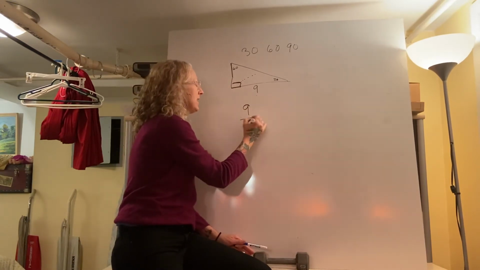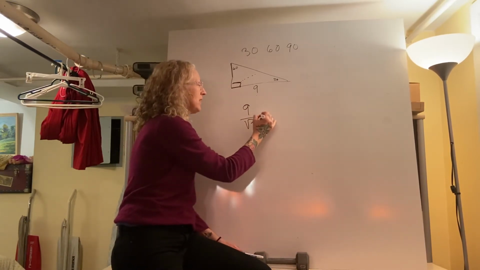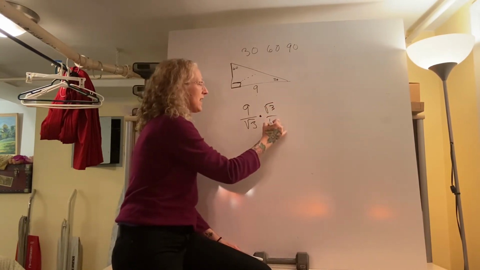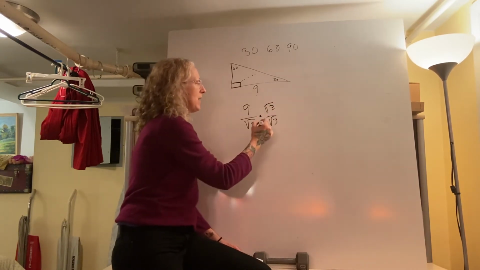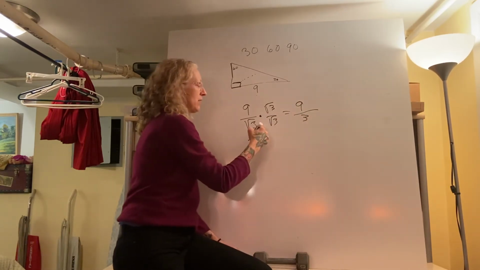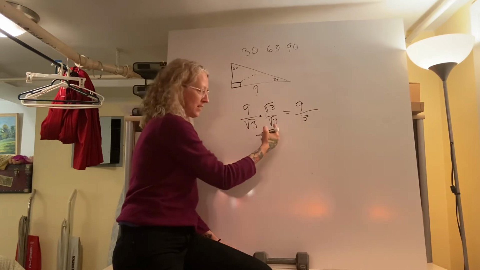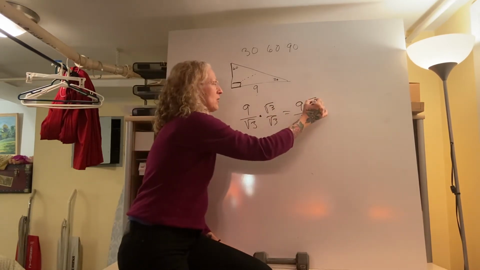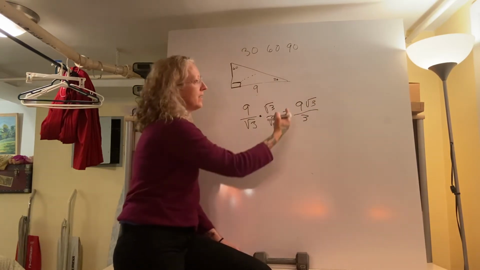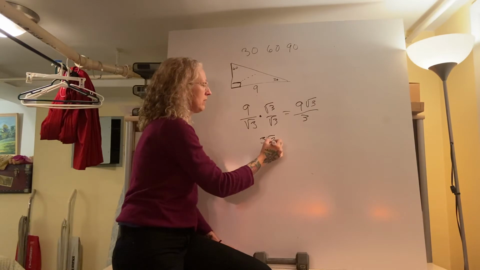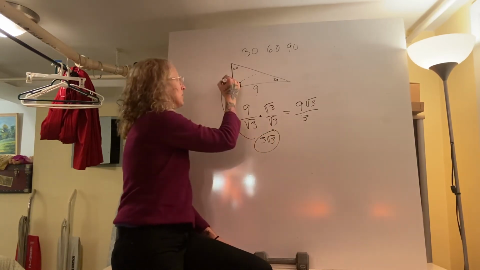So 9 divided by the square root of 3. We want to multiply to get rid of that on the bottom, and we end up having 9 divided by 3, because square root of 3 times square root of 3 is 3. We have 9 square root 3 on top. 9 divided by 3 is 3 square root 3. So this becomes your A.